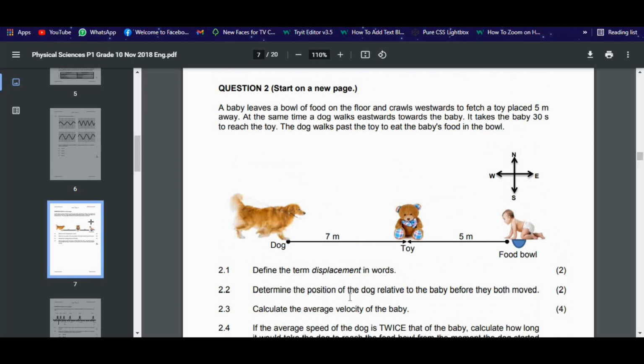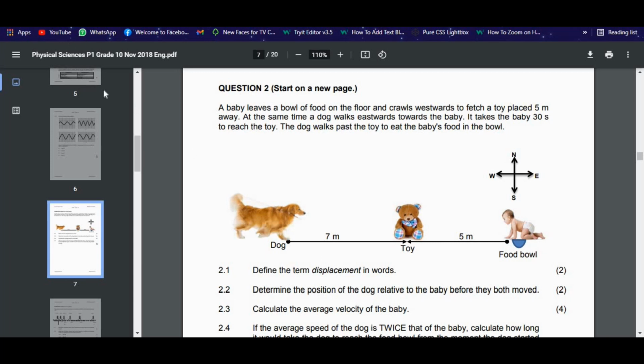Now, that's a good question. I know 2.3 and 2.4 ask us to calculate average speed and velocity. Don't worry about that. But I'm interested in 2.2. And 2.1, of course, you can define as well. But 2.2 says determine the position of the dog relative to the baby before they both moved. 2 marks. Let's see if we can go ahead and do this. In about 2 minutes, I'm going to take some answers, and then we're going to check what the right answer was.